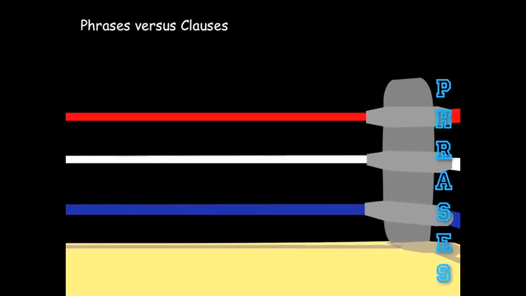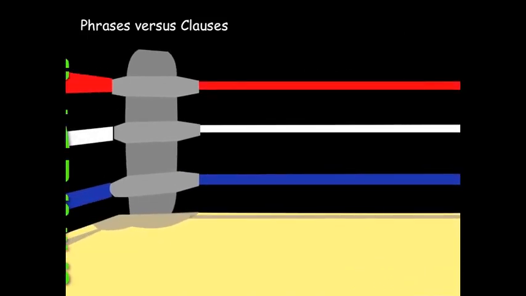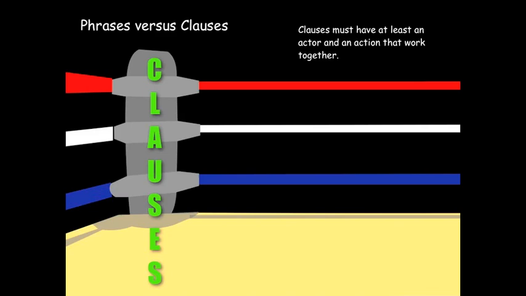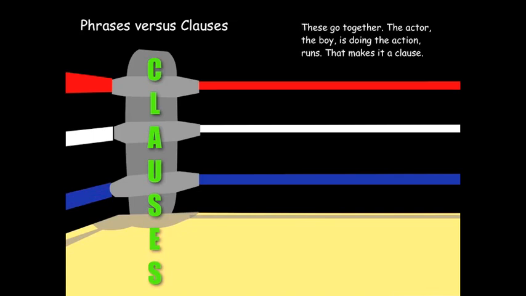Now, clauses are a little bit different. Sometimes clauses can stand alone, and those are called independent clauses, and sometimes they cannot stand alone, and those are called dependent clauses. But no matter what type of clause you're dealing with, all clauses must have at least an actor and an action working together. Sometimes it's nice to have an answer in there as well, but they must have an actor and an action. An example of a clause would be the boy runs. This is a clause because we have an actor, the boy, and he is doing the action of running. So that relationship is what makes it a clause.